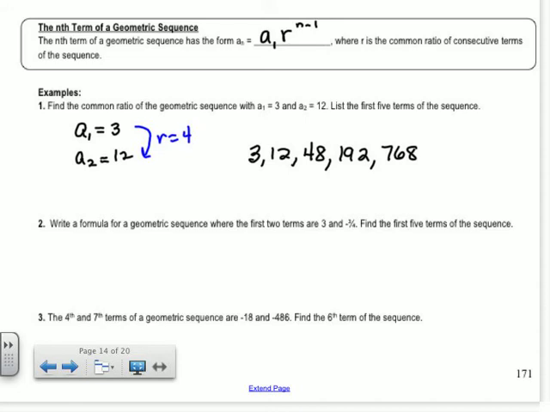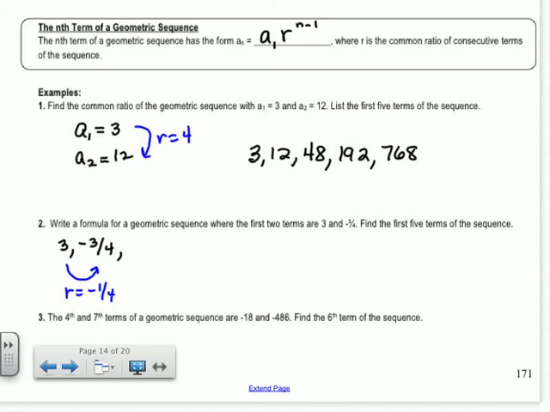All right, number 2, write a formula for a geometric sequence where the first 2 terms are 3 and -3/4. Find the first 5 terms of the sequence. Okay, this one's going to be a little harder. So my first one is 3. My next one is -3/4. So what am I multiplying by? -1/4, right? So think the numerator is being multiplied by a -1, denominator is being multiplied by 4.